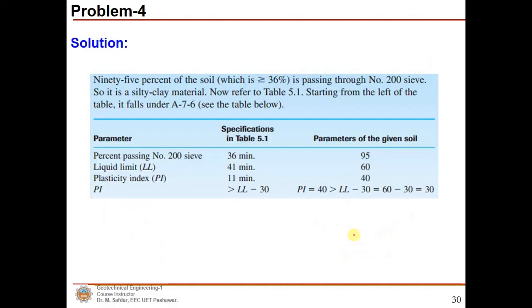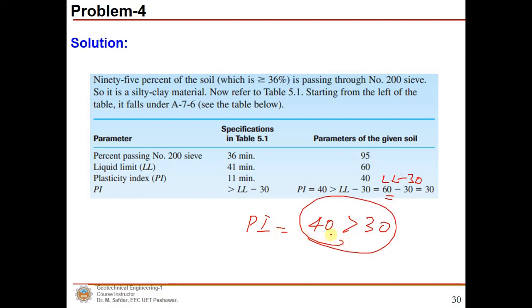Now we can find out whether plasticity index is greater than liquid limit minus 30 or less than or equal to the liquid limit minus 30. So we can find out that the plasticity index, which is 40, is greater than 30, that is the liquid limit minus 30. So if plasticity index is greater than the liquid limit minus 30, that would be A76 material.